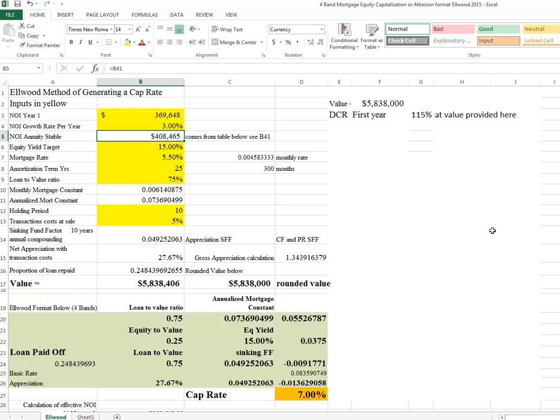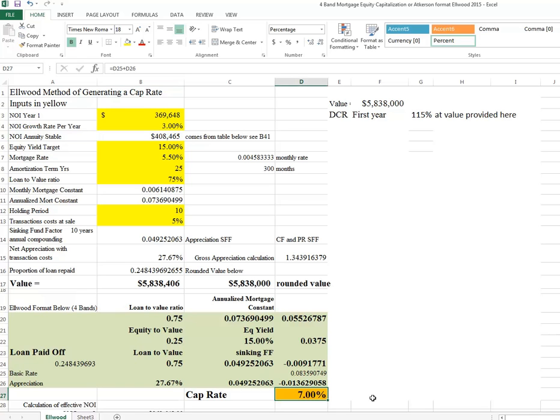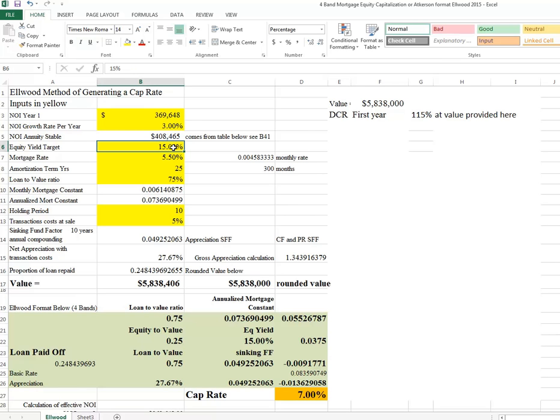The real value of using the Elwood method is, one, it does generate a realistic cap rate. But two, we can take cap rates from the market. In this case, the final cap rate that's derived is 7%. And we can ask the question, what required rate of return, in this case 15%, matches up with those cap rates we observe in the market? Or what combination of equity yield, required rate of return, and growth rate in the NOI match up with that?